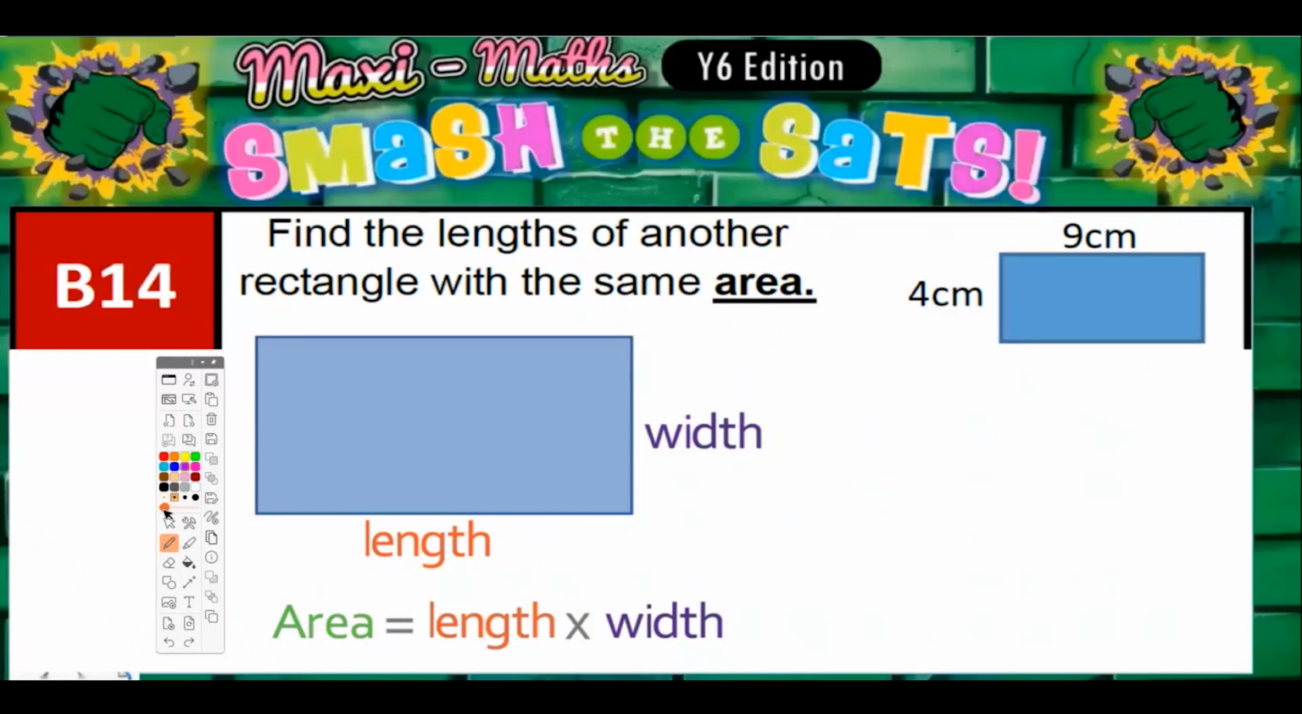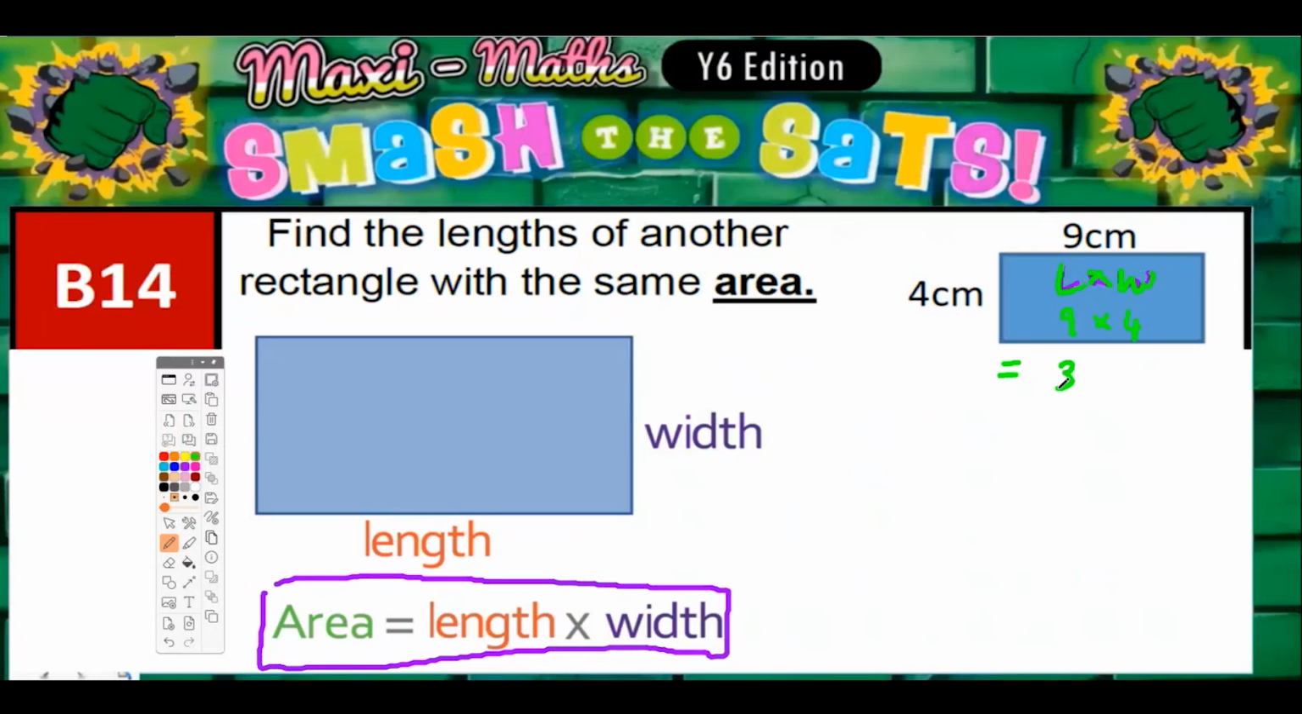Question 14. Find the length of another rectangle with the same area. So basically what we need to know is this here. The area of any rectangle is length times by the width. So if we do that first, length times width, is basically going to be 9 times 4, and that's going to give us 36 centimetres squared.